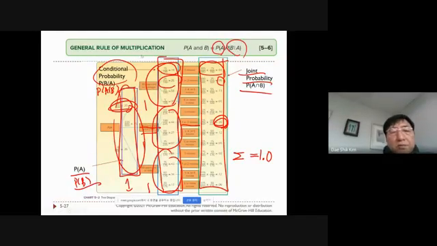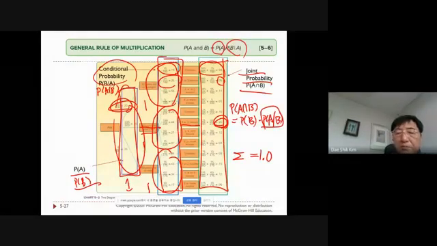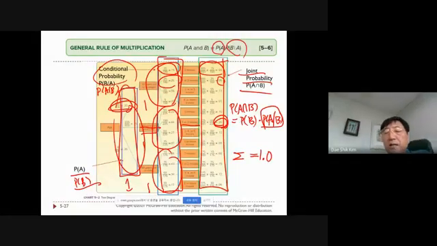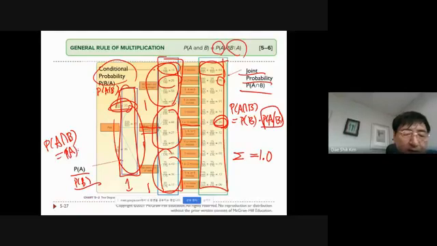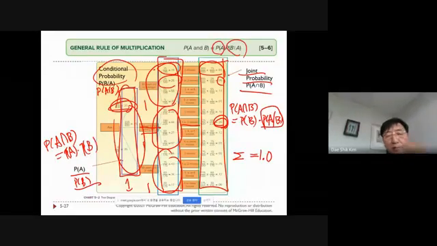Okay? General rule of multiplication: P(A and B) is P(A) times P(B given A), or P(A and B) will be P(B) times P(A given B). Conditional probability should be applied if A and B are not independent. If A and B are independent, then what happened? P(A) times P(B). Okay.